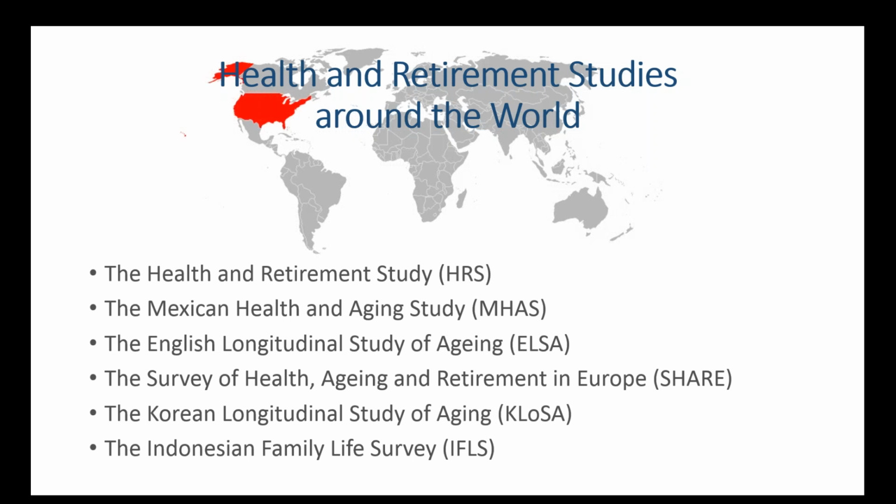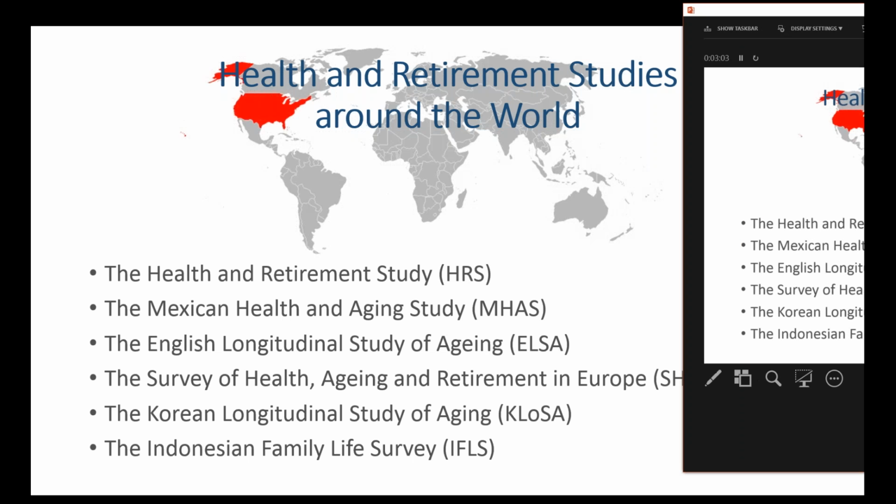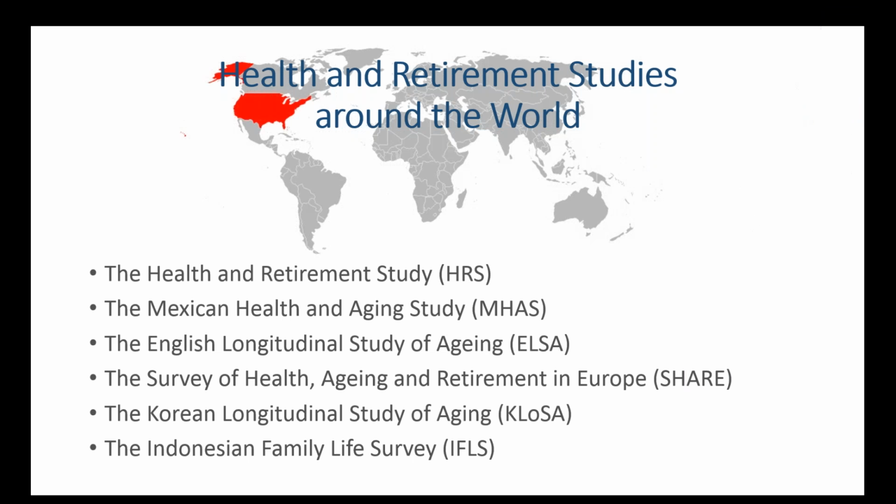Starting in 1992, the Health and Retirement Study, the HRS, started, and that's a nationally representative survey of Americans over the age of 50 and their spouses. And the HRS has been this great resource. It is longitudinal, as are all of these studies.